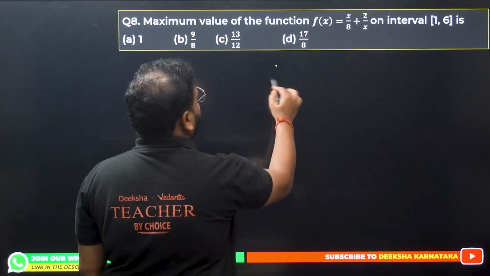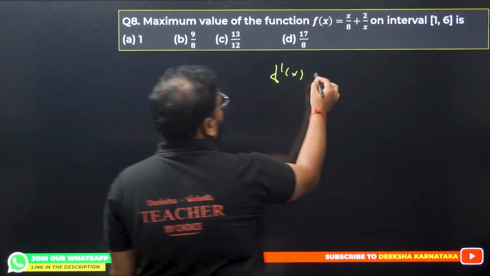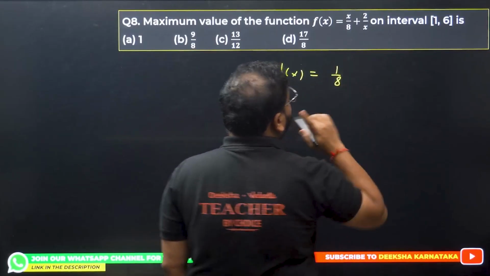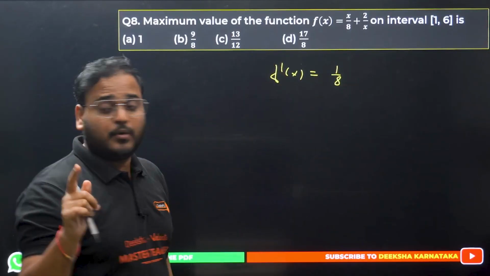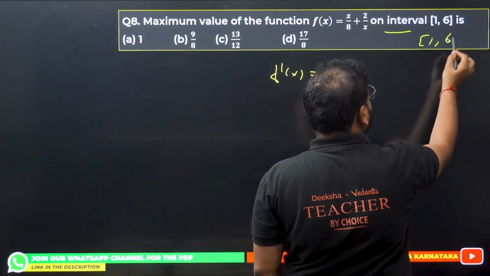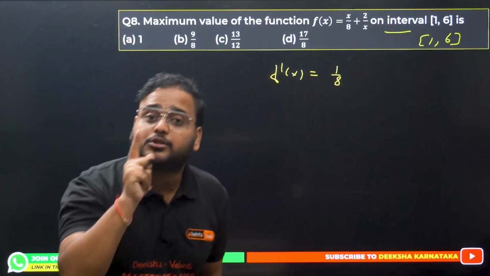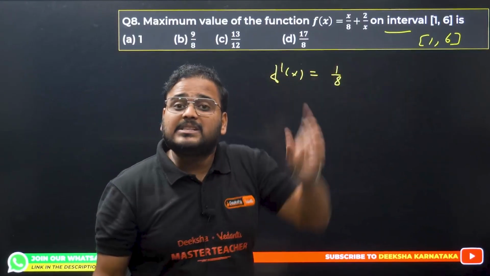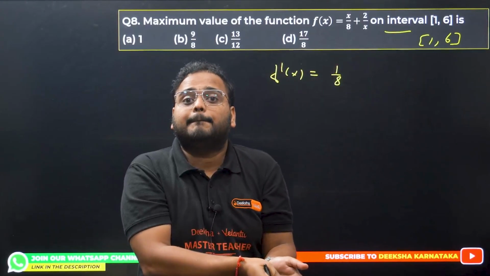It's very simple, right? Find f dash of x, it'll become 1 by 8, and you'll have over here... This is not a simple question, this is a very good question, because they've given an interval, and this is closed interval 1, 6. It means we have to find the function value at 1 also, because at 1 the function is defined. It means it might be a local maximum or local minima, right?